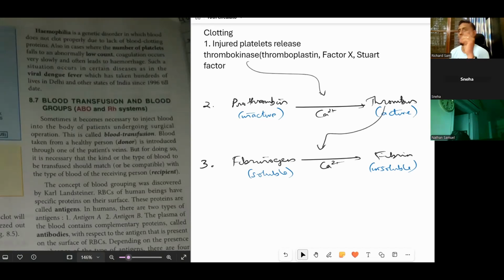Males have XY, right? Female is XX, correct? So if it affects the X, it means it can affect the female also. But for the female to get affected with that disease, both the X chromosomes have to be affected. If only one of the X chromosomes is affected, they'll just be a carrier. For male, they have only one X. If that X is affected, they get the disease. It's like color blindness. It affects the X chromosome.